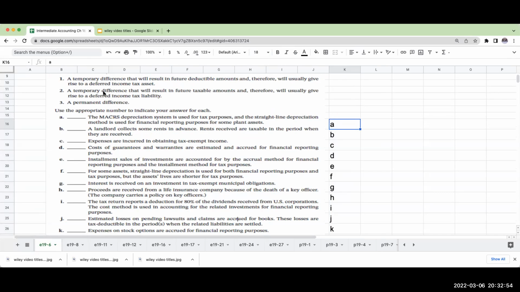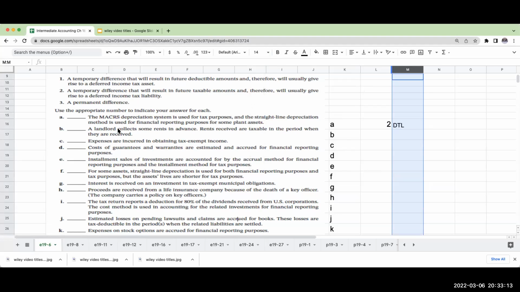So this is going to be a temporary difference that is going to result in future taxable amounts and is therefore going to result in a deferred tax liability. That's what we'll just call DTL. Deferred tax liability, again, depreciation.